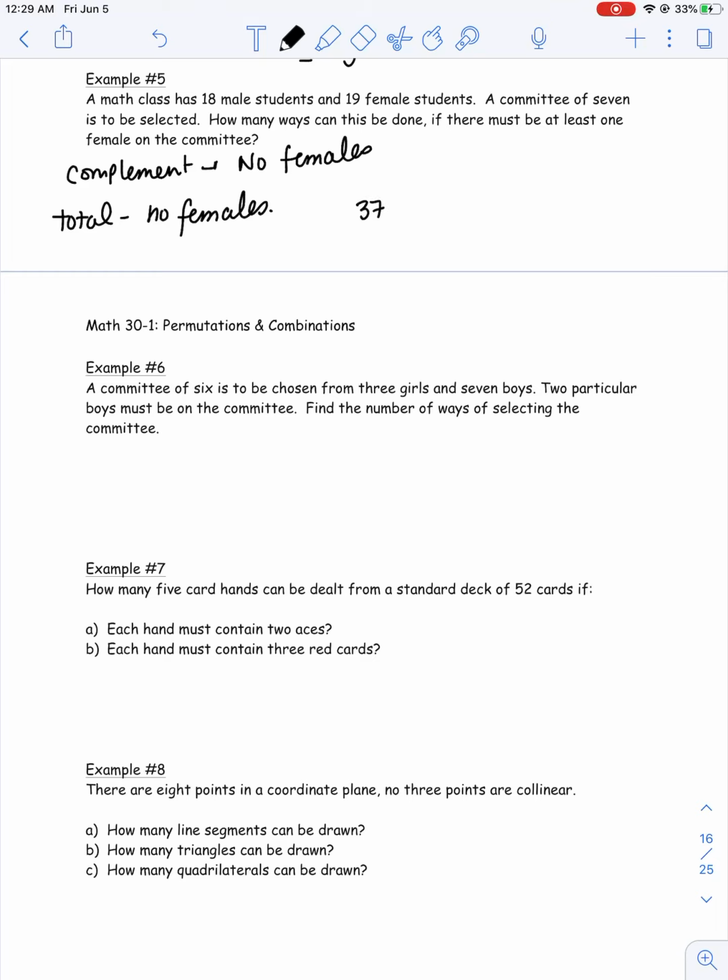So a total would look like this. There's 37 total people, meaning 18 males plus 19 females equals 37. So there's 37 people to choose from, and we have to make a committee of 7. That's our total. No females would mean that they're all male. So that means from 18 males, we're choosing 7 of them to be on the committee, meaning all of them are male. If you take these two answers and subtract them, you're going to get all the committees where there is at least one female. So that's just a faster way instead of doing 7 cases, which would be a lot.